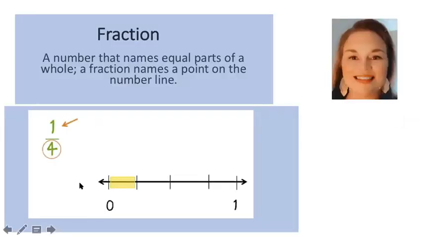So let's start out by looking at some vocabulary words. Fraction, a number that names equal parts of a whole. A fraction names a point on the number line. This is an example of what a fraction looks like and how to identify it on the number line.